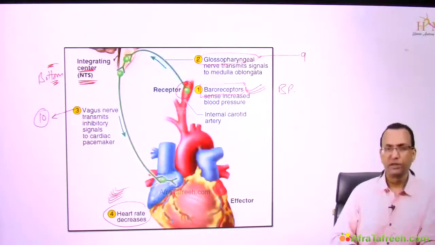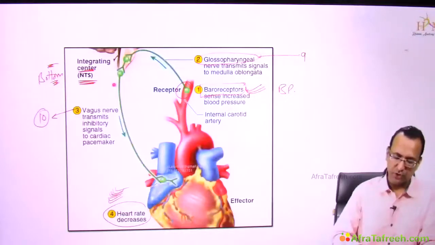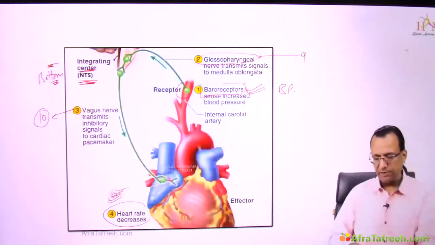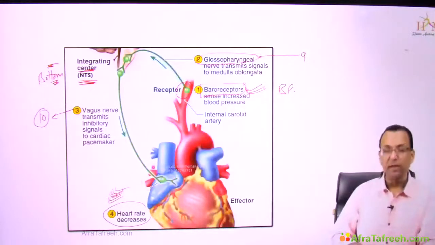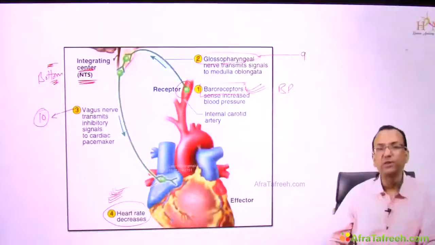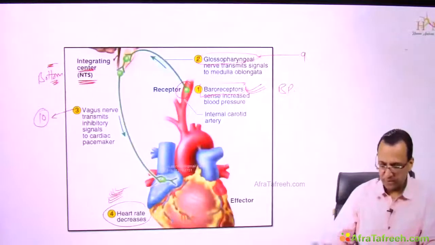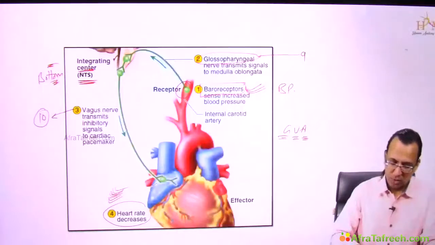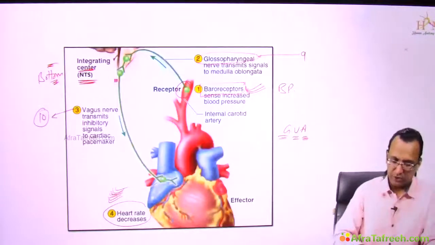There was a high blood pressure, detected by some baroreceptor, the carotid sinus pressure, carried by the ninth nerve towards the bottom of the nucleus tractus solitarius, which will then tell the vagus nerve to go and cause cardio inhibition. As there is cardio inhibition, of course, there will be a fall in the blood pressure. This is GVA, general visceral sensation coming to the nucleus tractus solitarius. That is GVA.